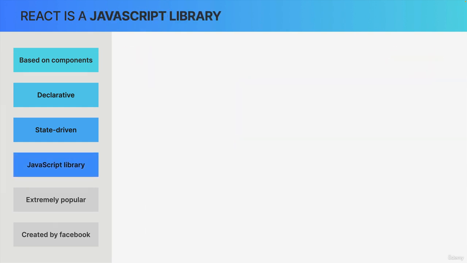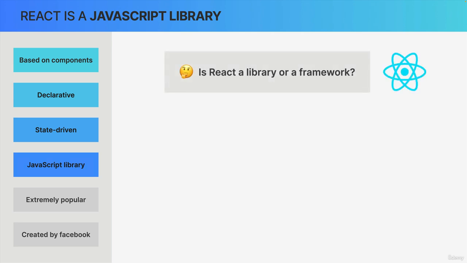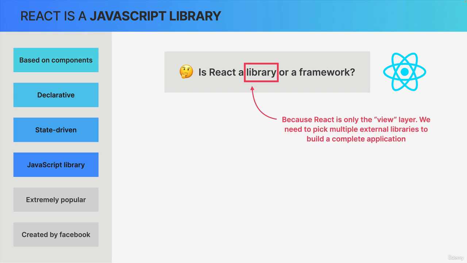Now, there's always been some debate over whether React is actually a framework or just a library. Well, the short answer is that React is actually just a library, even though I keep calling it a framework. And the reason for that is that React itself is really only the so-called view layer. So if we want to build a complete real-world application, we need to choose multiple external libraries to add to our project, for example, for routing or for data fetching.